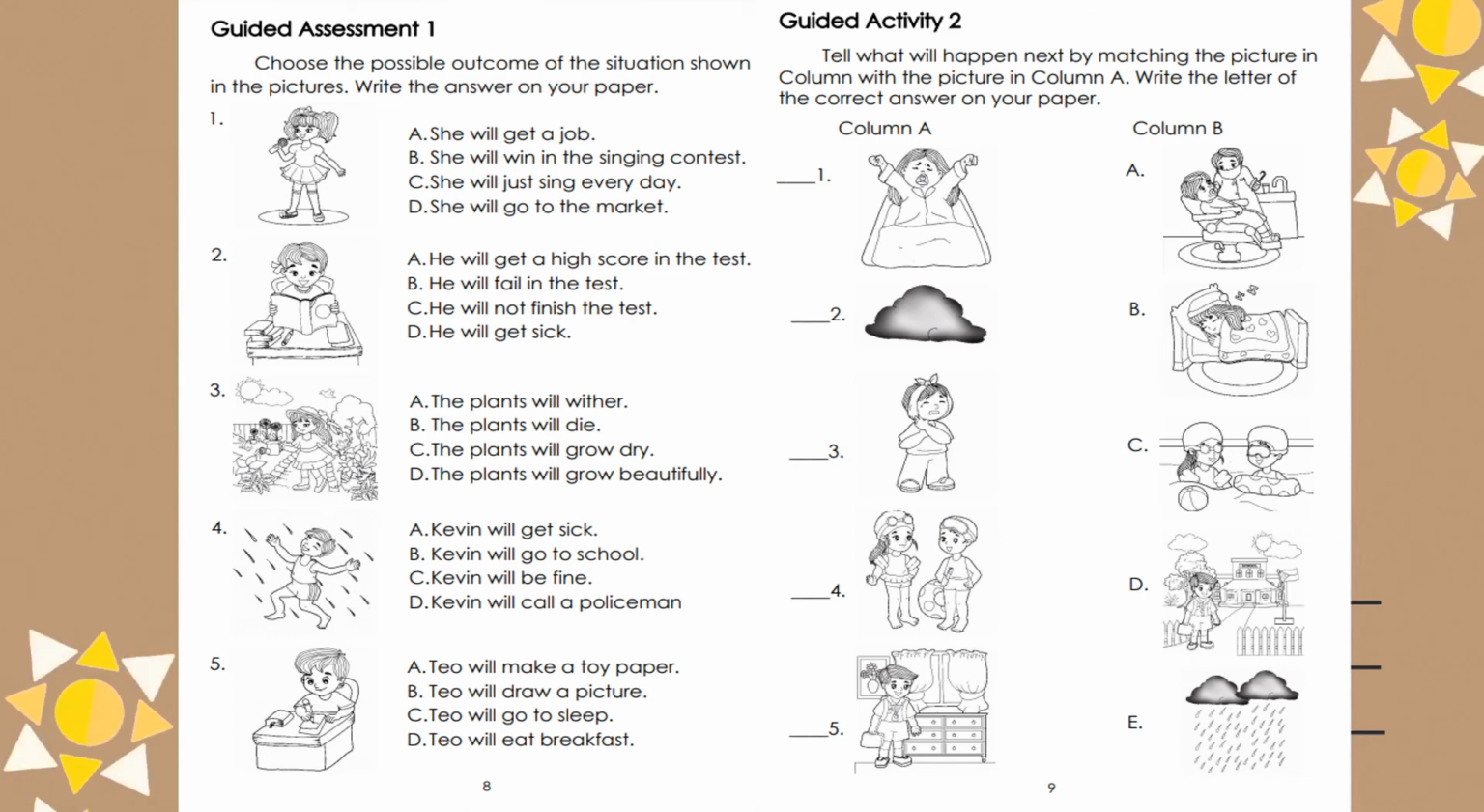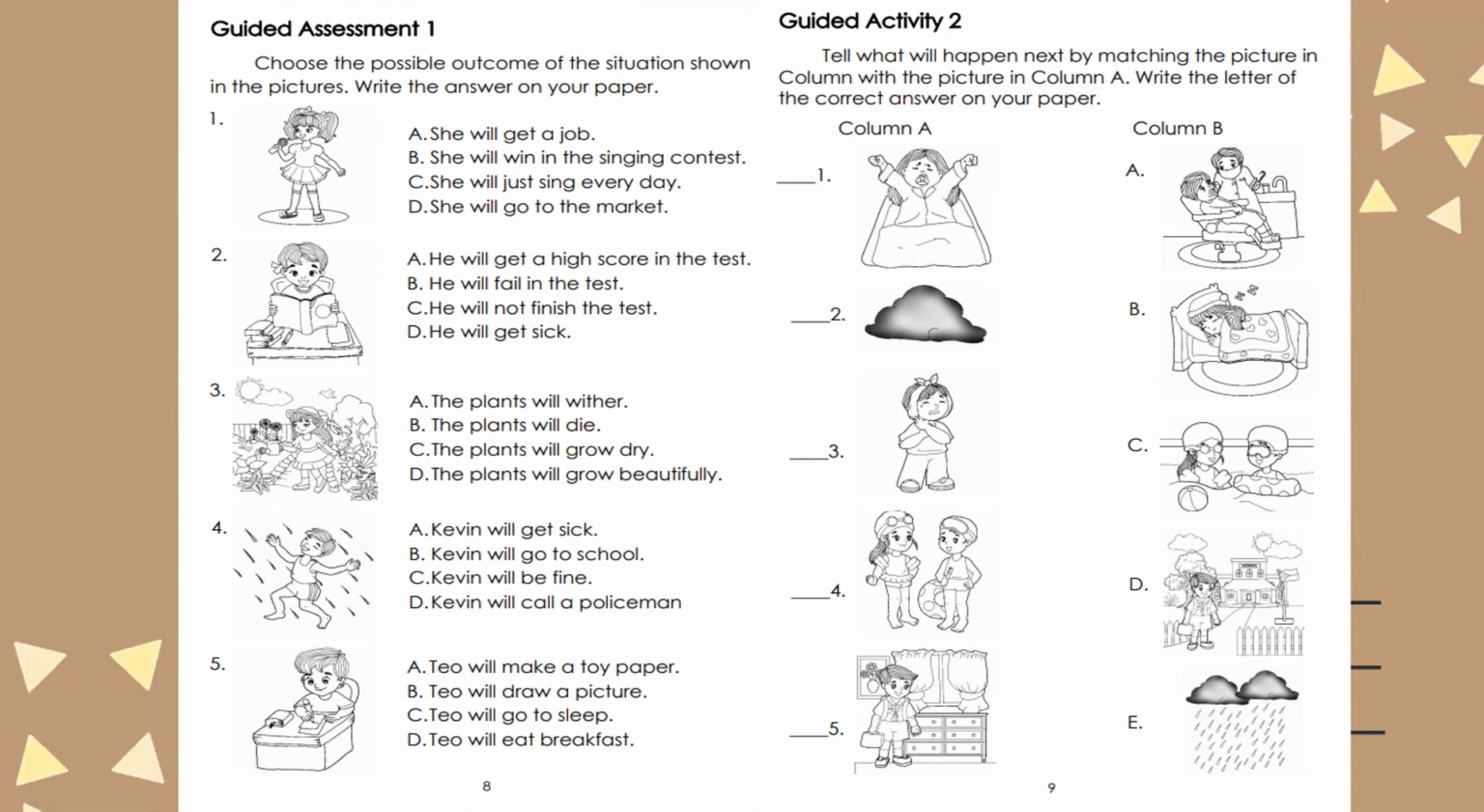And for guided activity 2, tell what will happen next by matching the picture in column A with the picture in column B. Write the letter of the correct answer on your paper. For number 1, look at the picture. Number 2, look again at the picture. Number 3, what do you see in the picture? Number 4, what do you see again in the picture? And number 5, look at the picture.